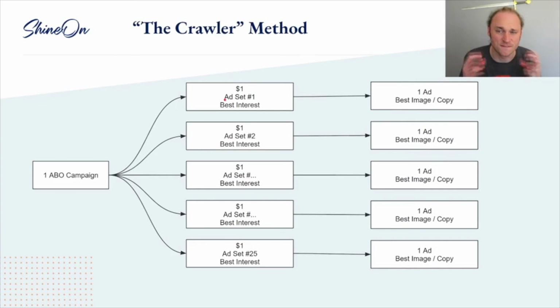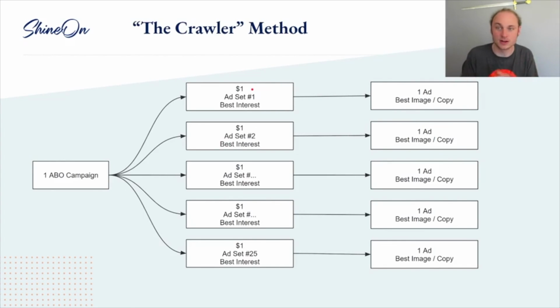These ad sets spend very slowly. They gather data very, very slowly. $1 over the course of 24 hours is just moving at a glacial pace, but you're going to have 25 of these. It's really going to help you see which ad sets are targeting good audiences versus which ones are not. And you're going to be able to get a really good spread and distribution across the total audience pool. So that's why I like this method in particular.